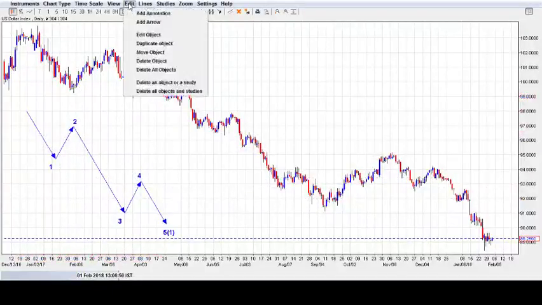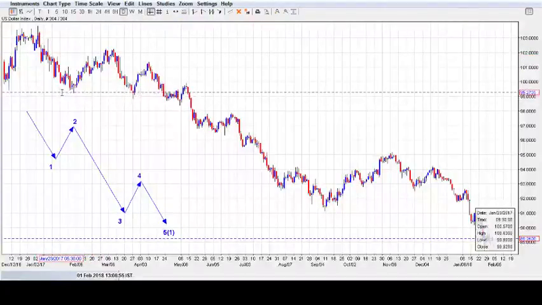Alright, sir, so that's the impulse, and let's now correlate the same with the dollar index.